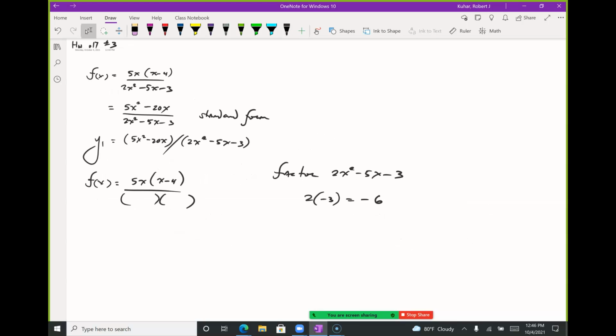So I'm going to split the middle term here. I know I can have factors of 6 that add to 5, of 1 and 6, right? And so one of them would have to be positive and one would have to be negative. And it looks like it's negative 6 and positive 1. So I split the middle term.